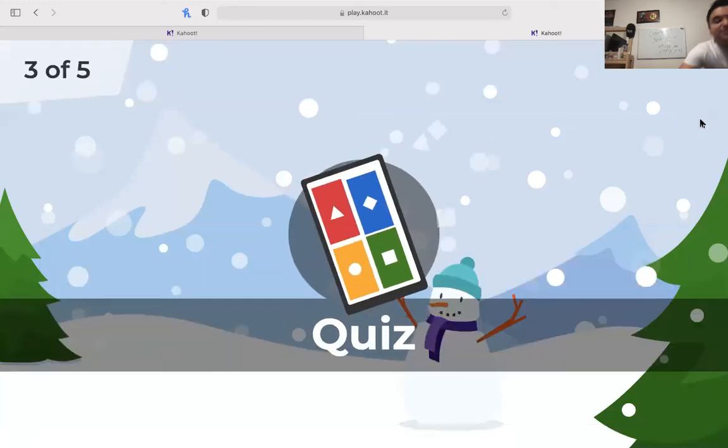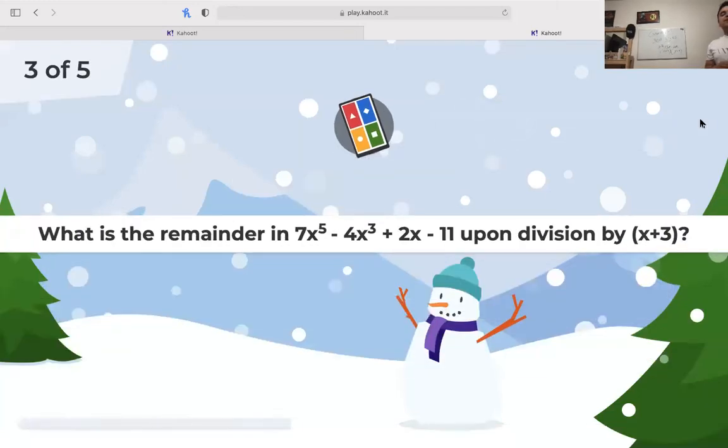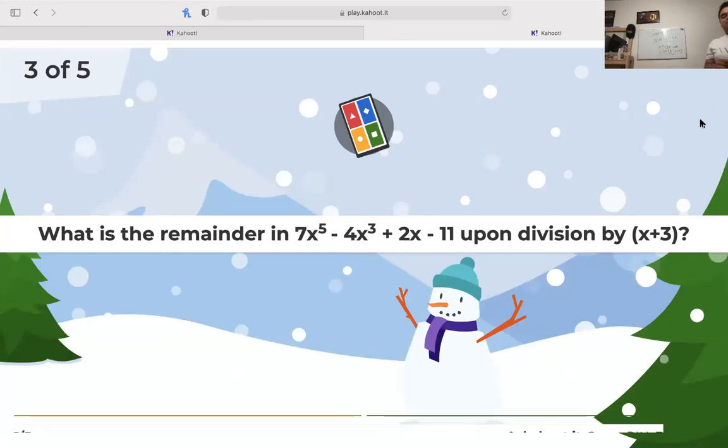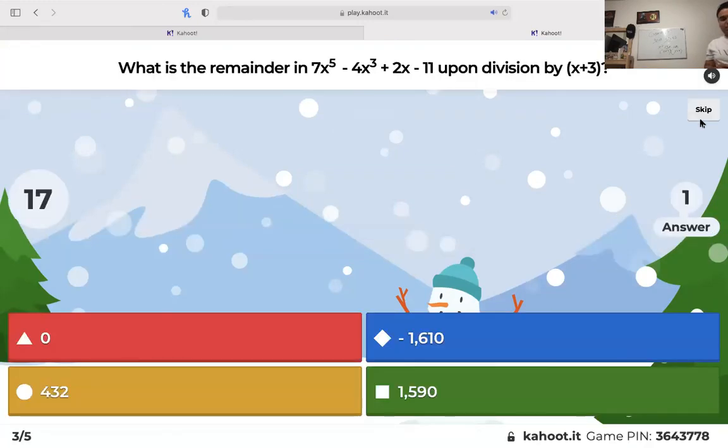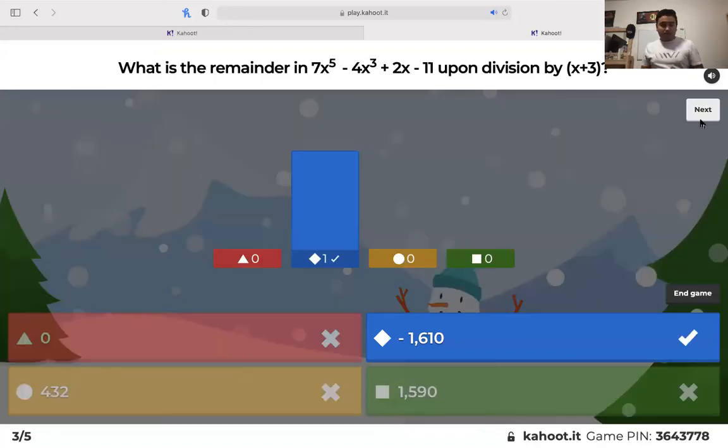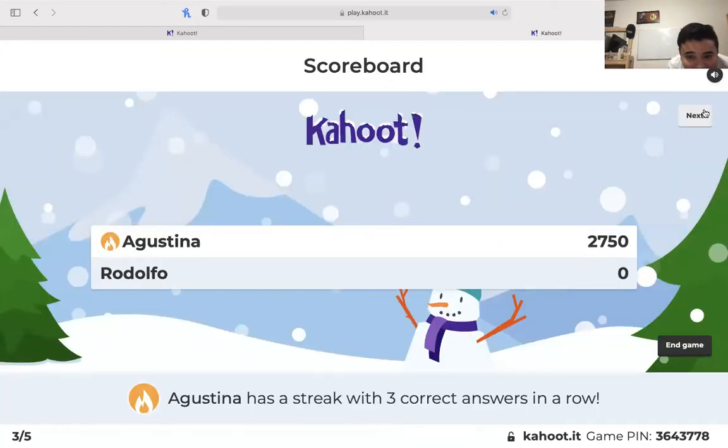All right, guys? Quiz question. What is the remainder in 7x to the 5th minus 4x cubed plus 2x minus 11 upon division by x plus 3? And this Rodolfo kid needs to step his game up because he's not answering the questions. And Agustina is killing it in this game, guys. Let's go ahead and go to the next question, guys.